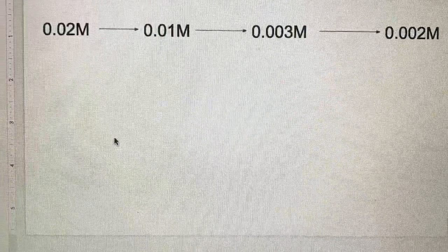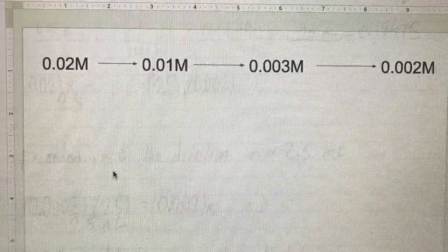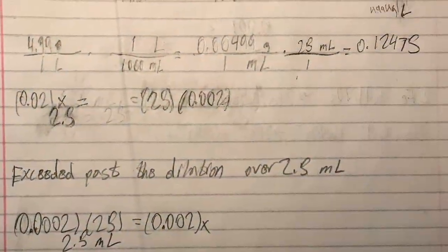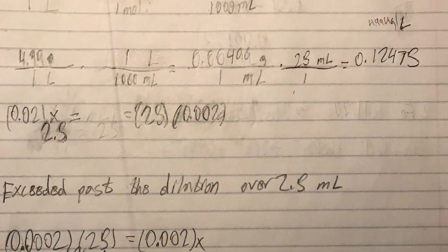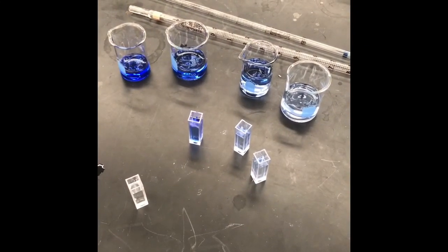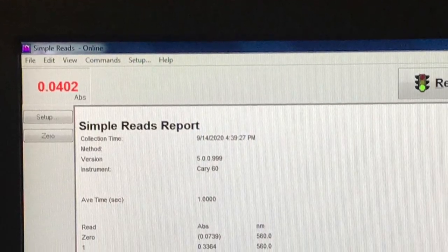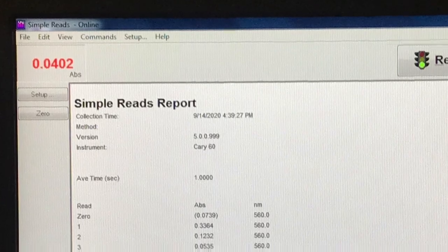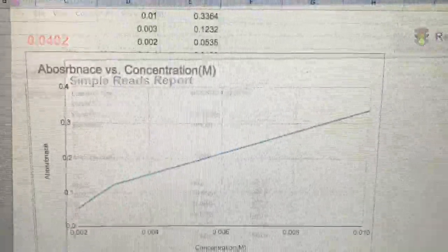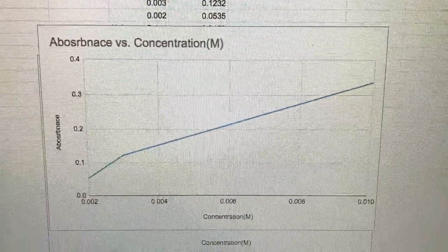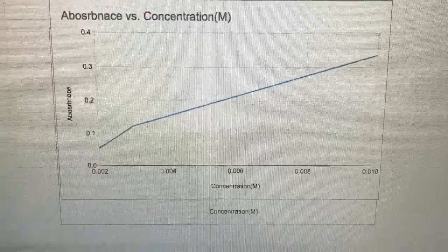And then here, I'm explaining the molarities I went through, and this is the work I used to determine each milliliters I needed to add from the previous solution to the next one. And then here's all 4 solutions. And these are the results from the spectrometer. Because of that, I was able to determine the unknown solution's molarity was 0.04.